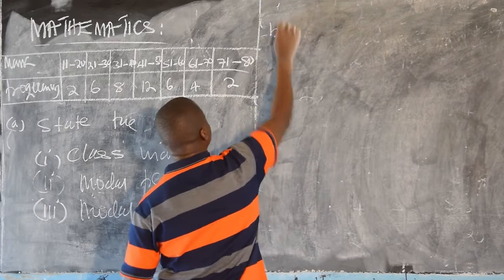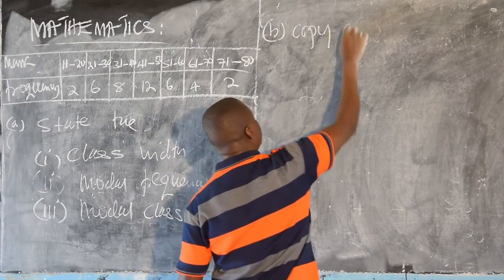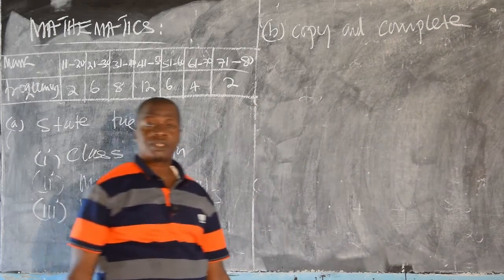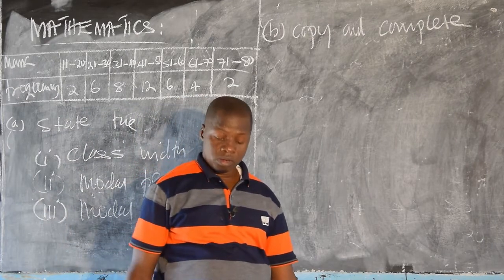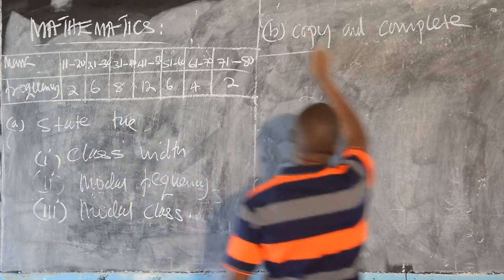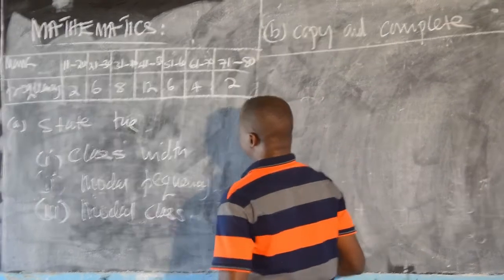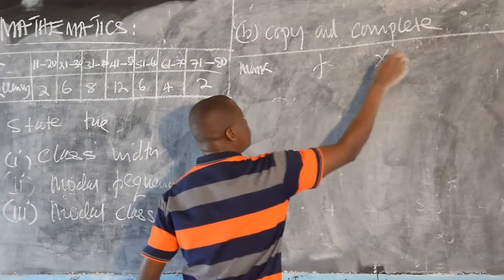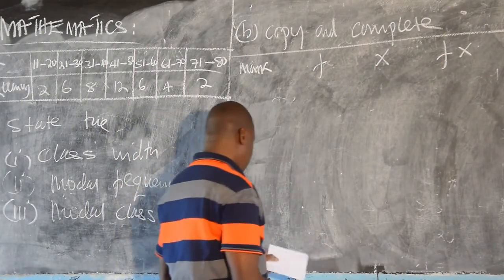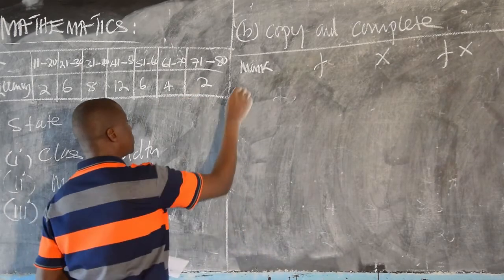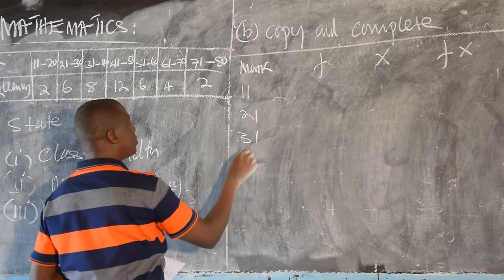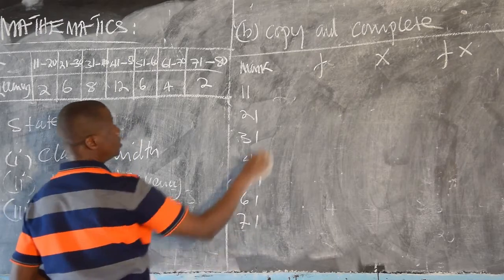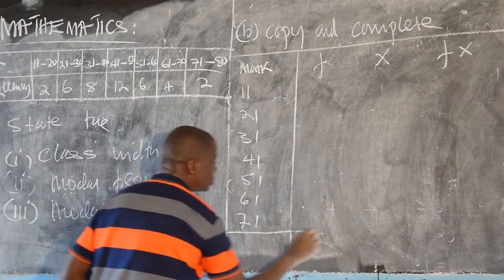Part B, copy and complete the frequency table below. These are marks. We shall have frequency, midpoint, frequency times the marks. This is 11, 21, 31, 41, 51, 61, 71. This is our frequency table.